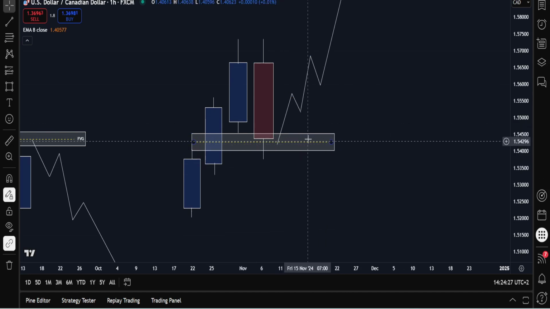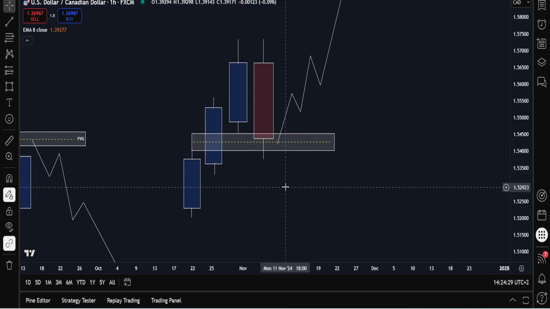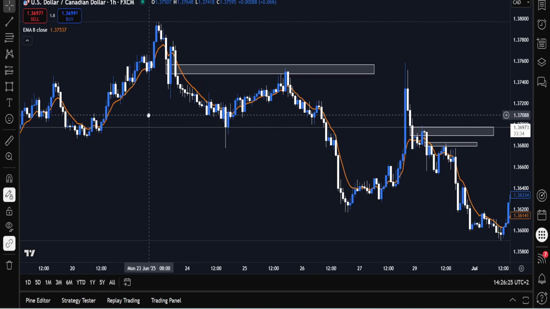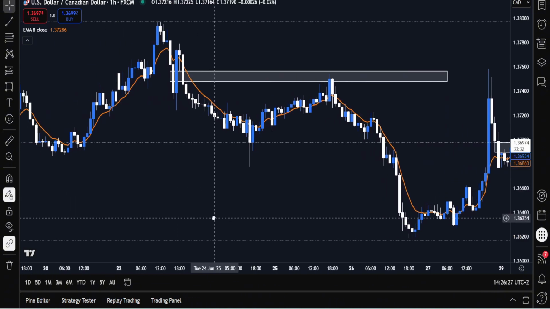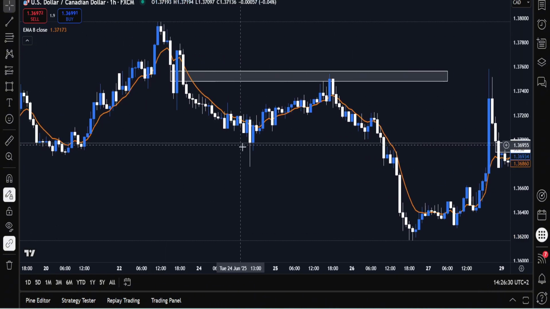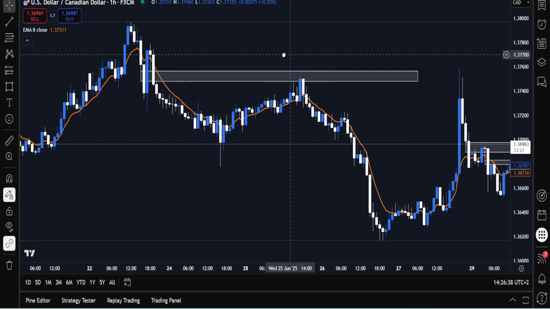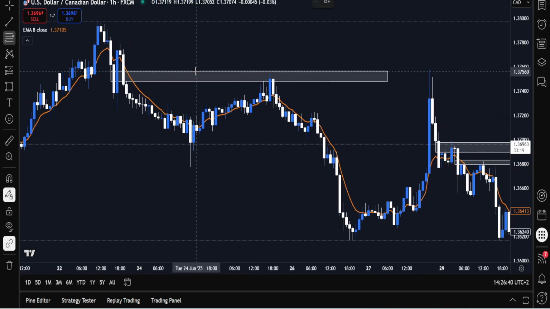And that right there, that's an inversion fair value gap. What we're going to do now is show you some examples of a fair value gap. As you can see, we have bearish momentum down, and right here we can see we had an inefficiency, a fair value gap right over here. We traded back into that fair value gap, and let's see if we had consequent encroachment.